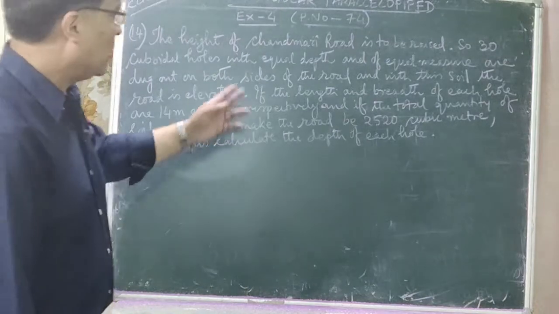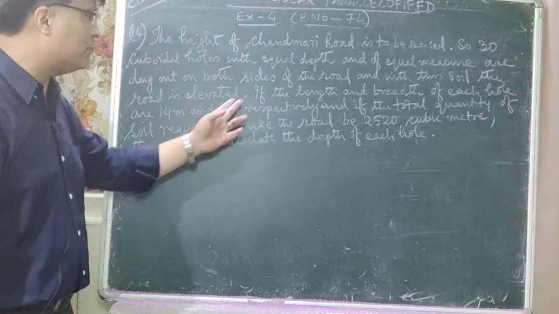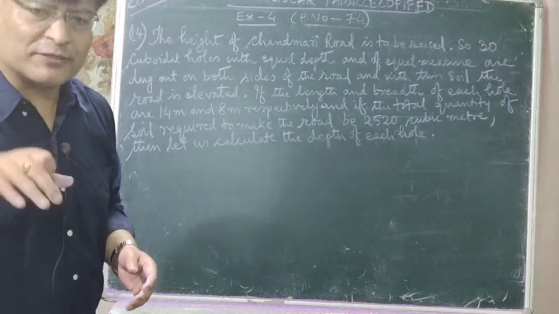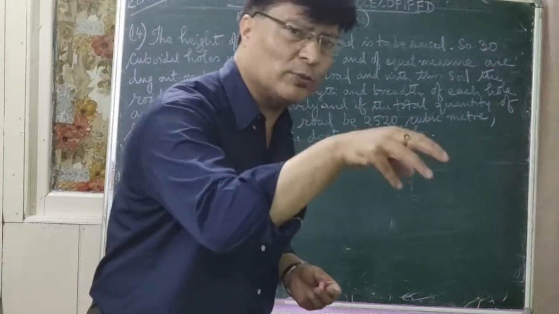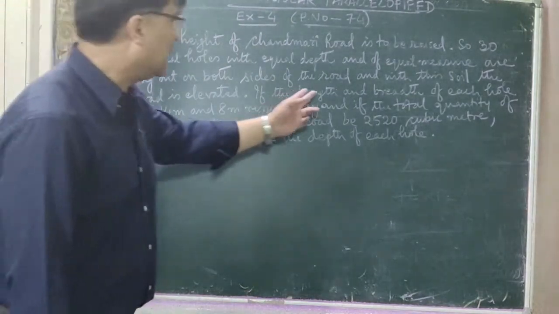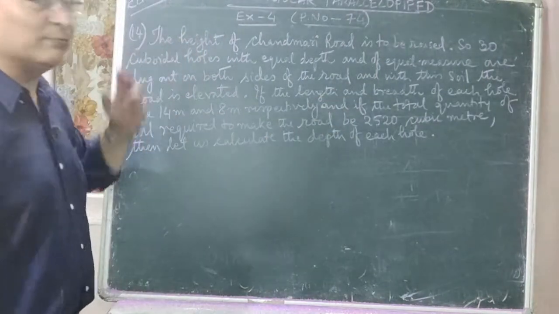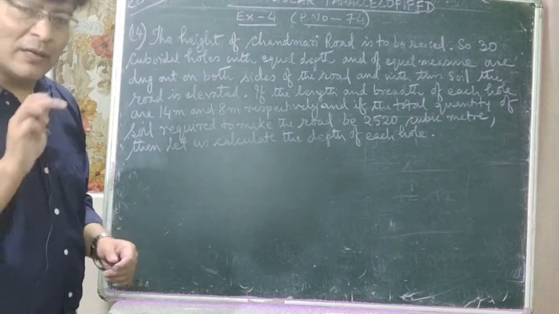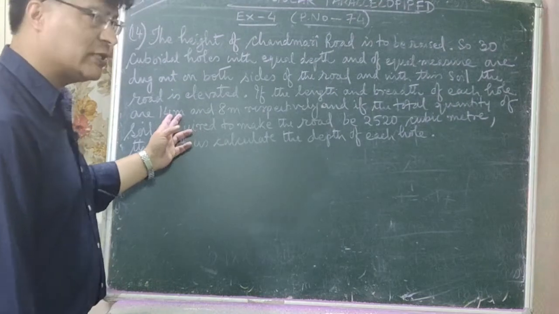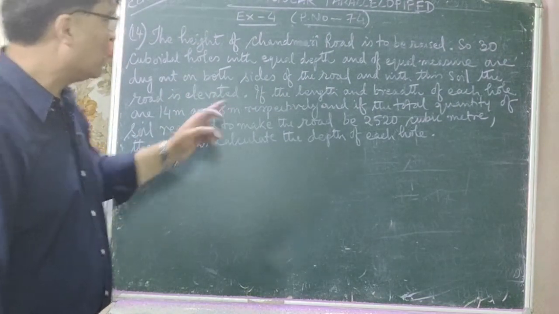So now what is given here: if the length and breadth of each hole are 14 meter and 8 meter respectively. The length of the cuboidal hole is 14 meter, the breadth of the cuboidal hole is 8 meter.